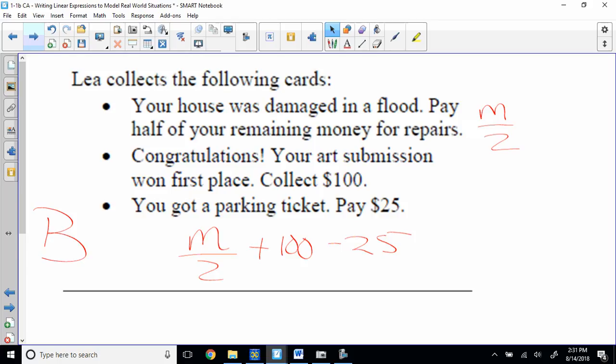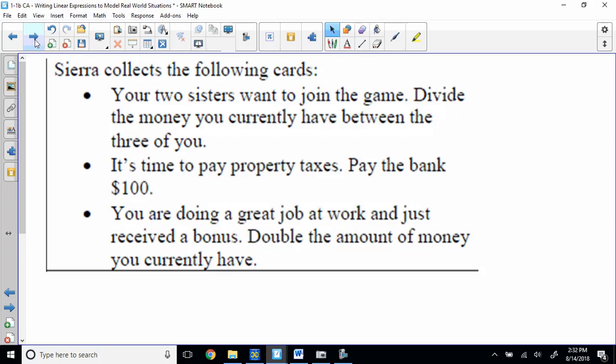Now, I think it's Sierra next, right? Good. Now, Sierra is pretty cool. She has two sisters that she's going to turn around and split all the money that she currently has. So how am I going to make that happen? Well, she's going to give this one, this one, this one. Well, how do I make that expression? M over what? That's right. M over 3. See, current money divided by how many people? 3. Good. Excellent.